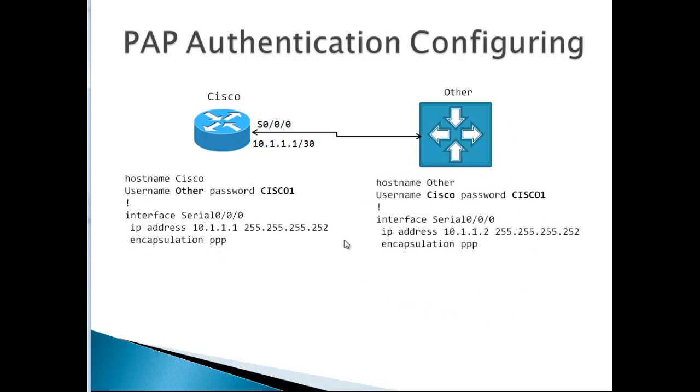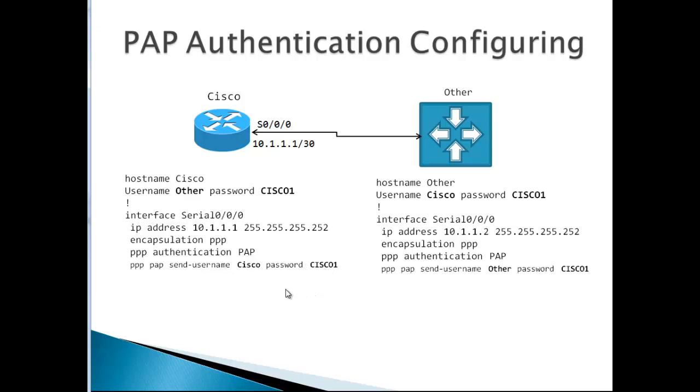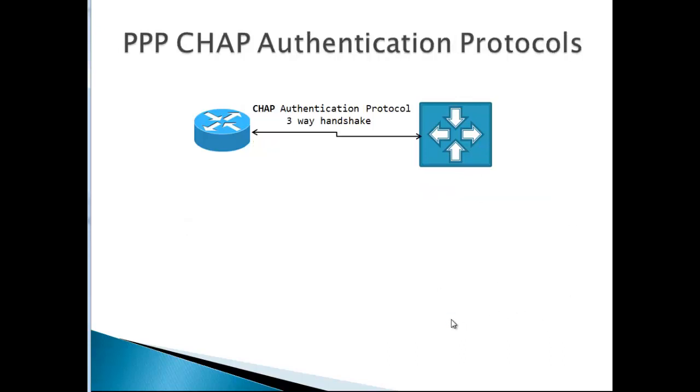We do the mirror configuration on the other side. Then PPP authentication PAP. So we have to tell what kind of authentication. Are we going to use PAP or CHAP? Then PPP PAP sent-username Cisco and password Cisco1. So what are we going to send to the neighboring router? On this side, again, the mirror configuration. PPP PAP sent-username other, that's my hostname, and the password Cisco1.